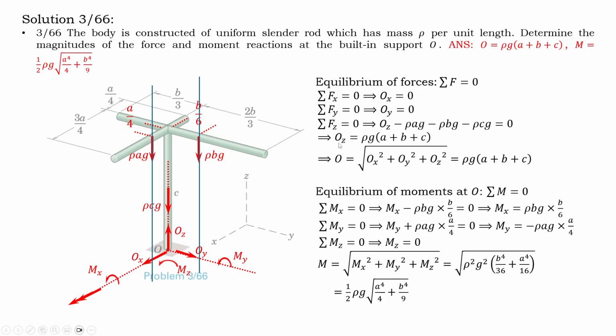And the magnitude of the reaction force at this point. Reaction force means OX i plus OY j plus OZ k will be this. And also remember, MX, MY, MZ are the components of the M vector. So we need to find a magnitude like this. And this is the final answer.